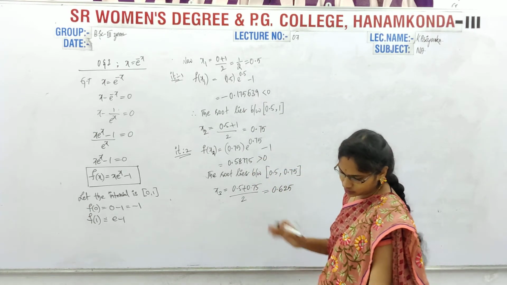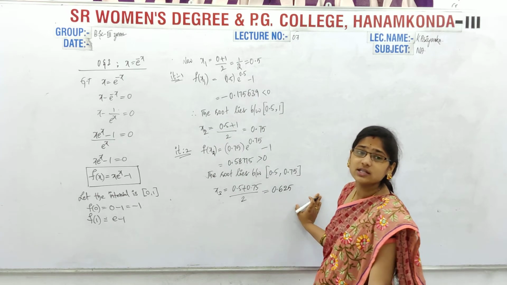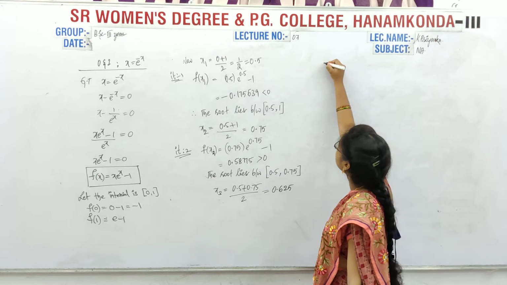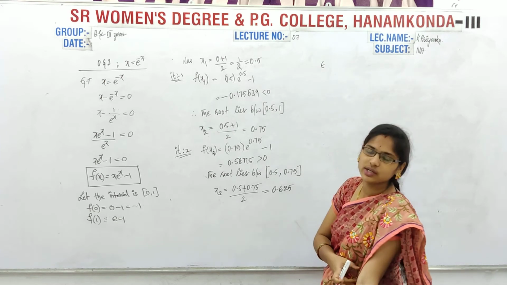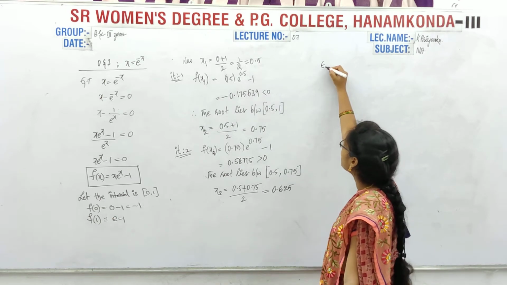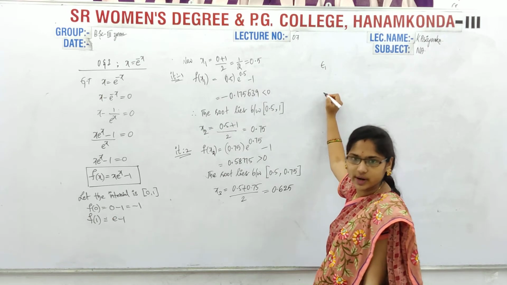So before going to the next iteration, what they asked, the tolerance means error. Okay, now here the first tolerance. Why am I calculating the first tolerance? Because tolerance means error. It is denoted with epsilon 1, 2, 3, 4 and so on.